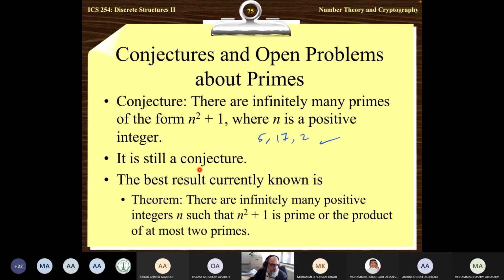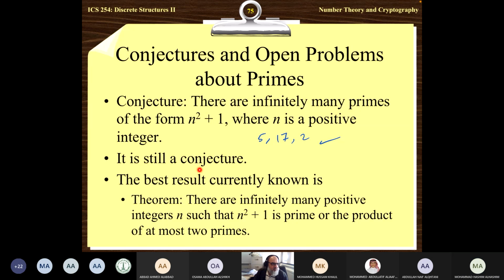Mohammed Alhashem said 4 and 6, but Mohammed, neither 4 nor 6 is prime, right? He said that n is an integer. 2 squared plus 1, 4 squared plus 1, and 6 squared plus 1, yes, it will be 37. 5, 17, 37. Excellent. I misunderstood you.